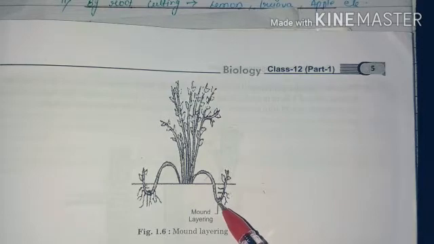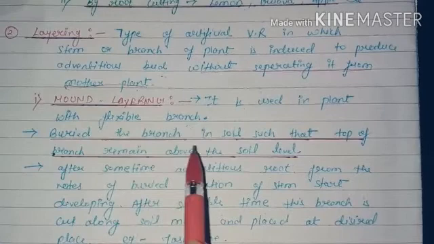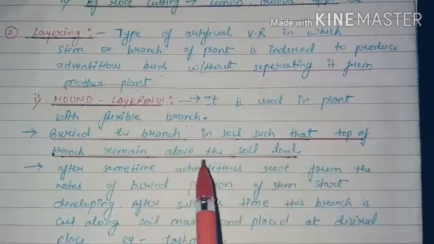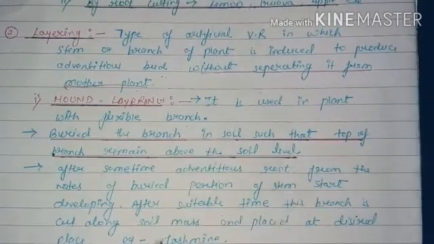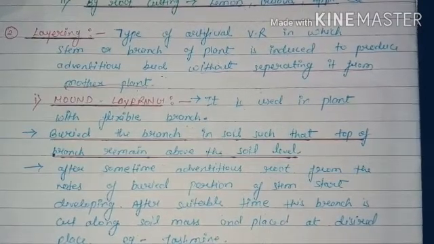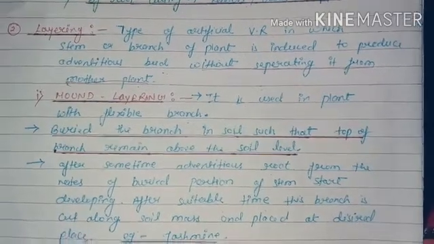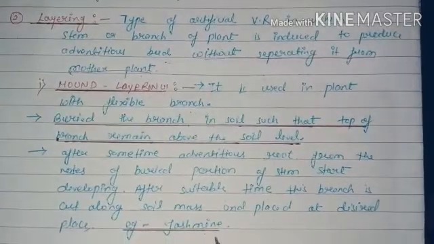Got the point? It is used for flexible branches. The branch is buried in the soil and the top of the branch remains above the soil, and later it is placed at the desired place and we get a new plant. An example is jasmine. We can get the jasmine plant by this process.